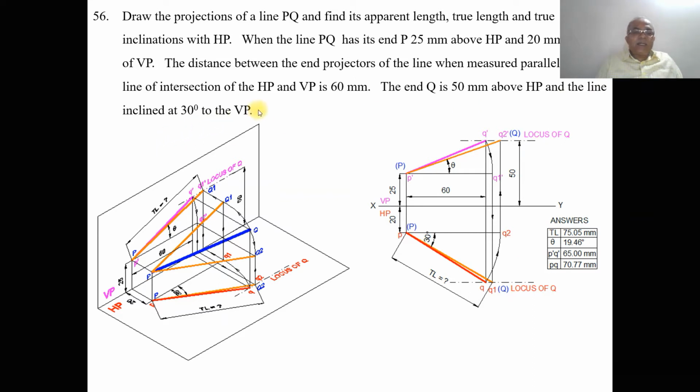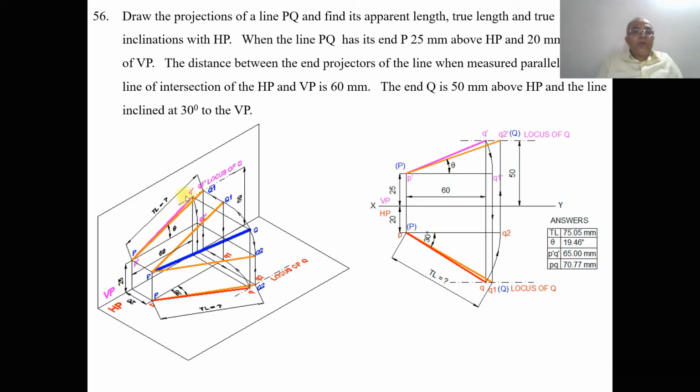And the line is inclined at 30 degrees to VP. The inclination of the line with respect to VP can be seen in the top view. Because it is a true inclination, 30 degrees to VP, you get this line. But here we know the distance between the end projectors. So you take the distance between the end projectors as 60 mm and draw a vertical line from this projector of P. It cuts the locus of Q in the front view at this point. So you get Q dash, then join P dash Q dash with a dark line. So you get the front view.